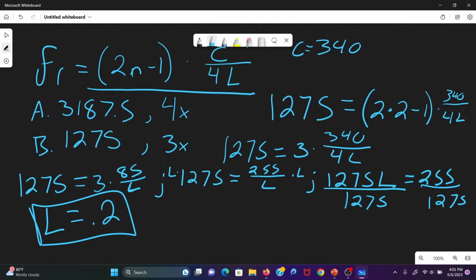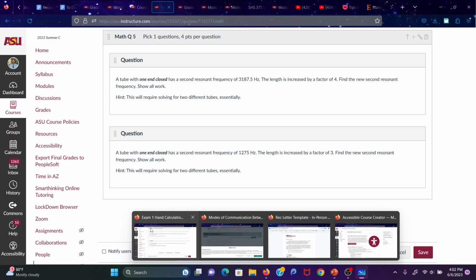What you need to do is multiply this by a factor of 3, because now we're increasing the length of the tube. So the new length equals 0.6. And now we're going to resolve for that, for the new second resonant frequency.